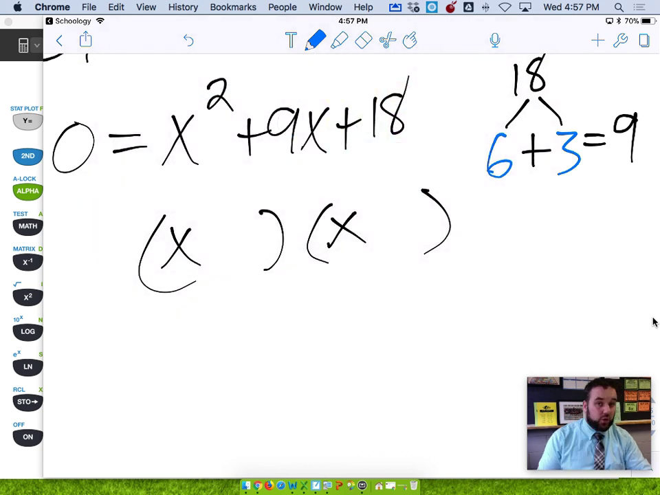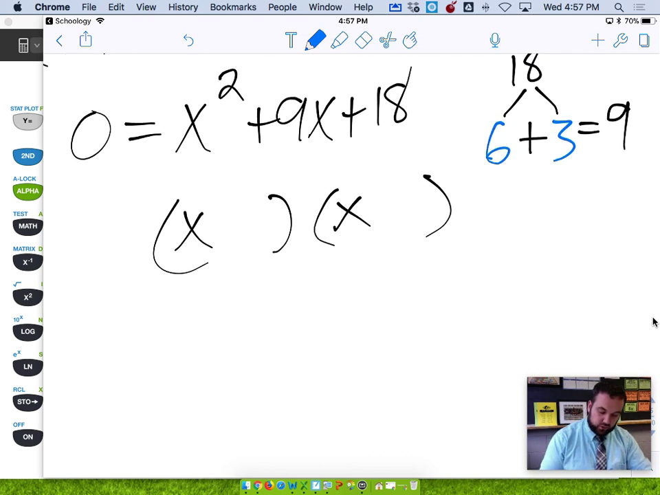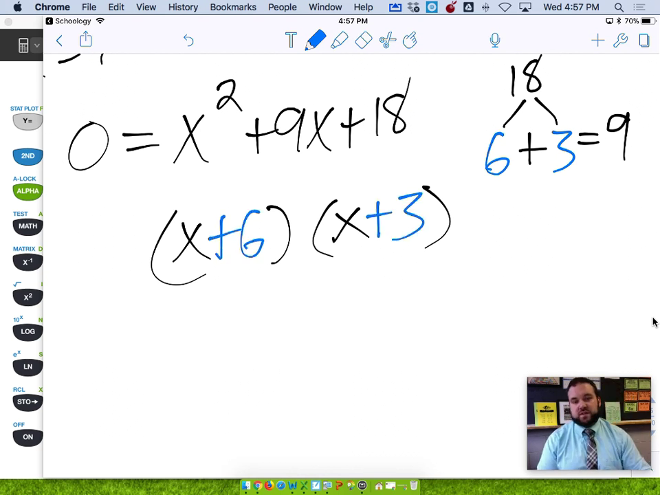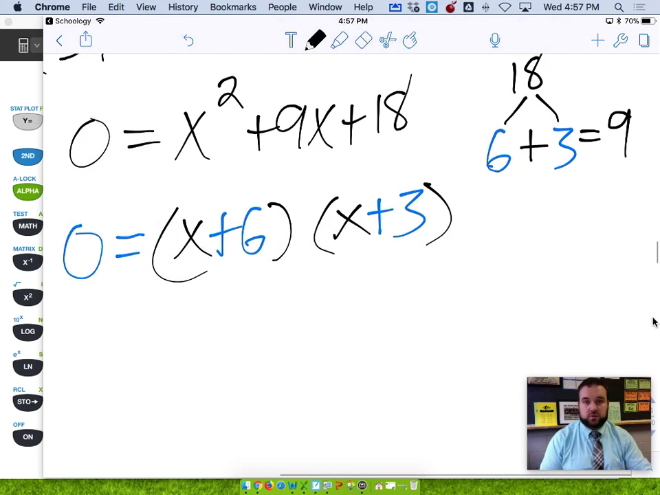And again, don't get discouraged at this point if you've had some time off of math and you're like, oh, I don't remember this at all. We'll get back into the swing of things real quick. So that means that in these binomials, or in these sets of parentheses, one's going to be x plus 6 and one's going to be x plus 3, which sounds awesome, but I still haven't actually solved this equation.